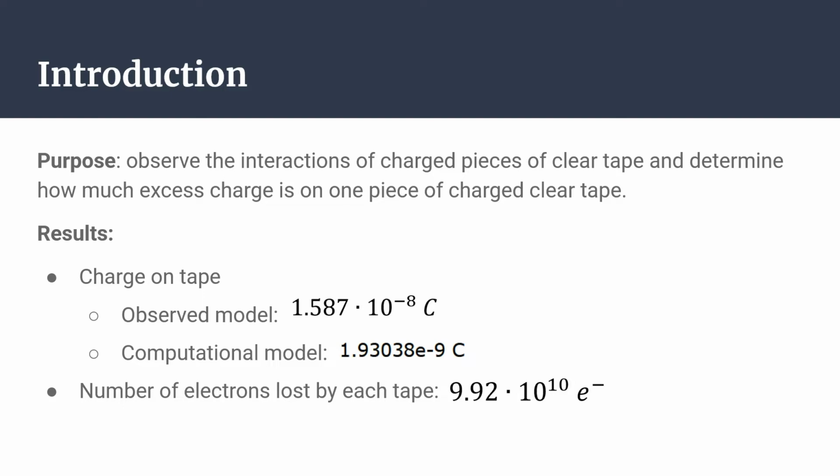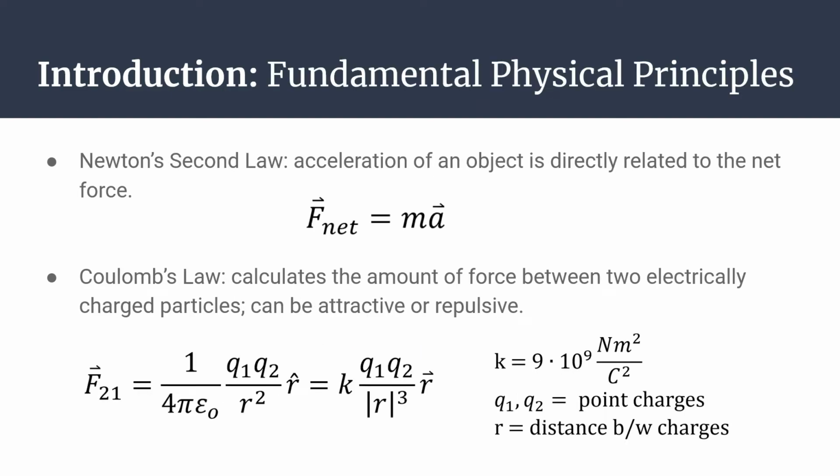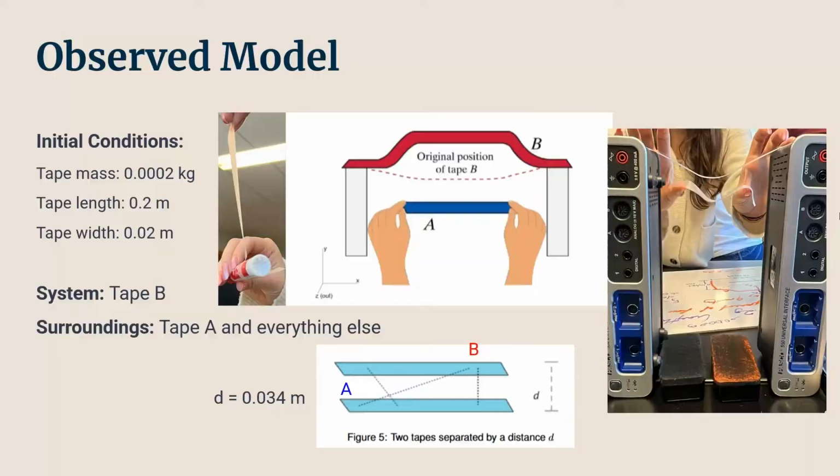The number of electrons lost by each tape was found to be 9.92 times 10 to the 10 electrons. Some of the fundamental physical principles involved in this experiment is Newton's second law, which shows that the acceleration of an object is directly related to the net force. It's also known as the equation for F equals ma. And for Coulomb's law, it helps calculate the amount of force between two electrically charged particles, which can either be attractive or repulsive.